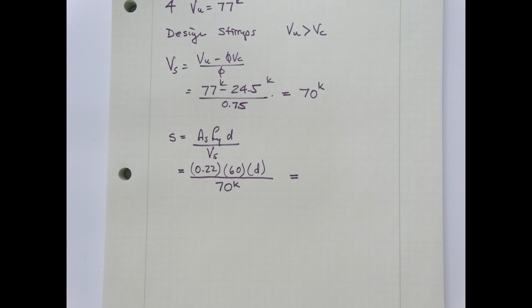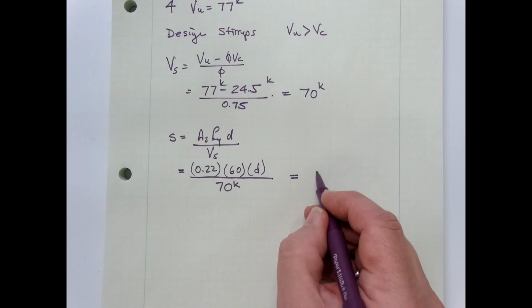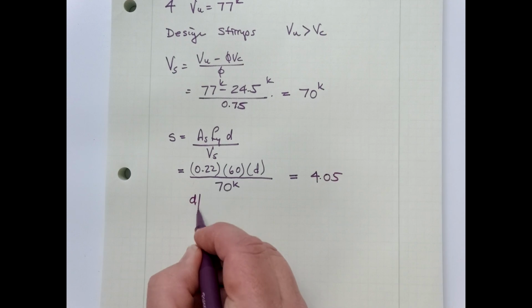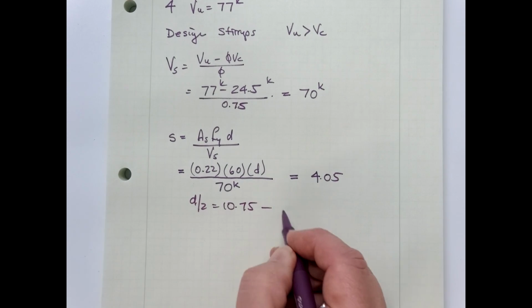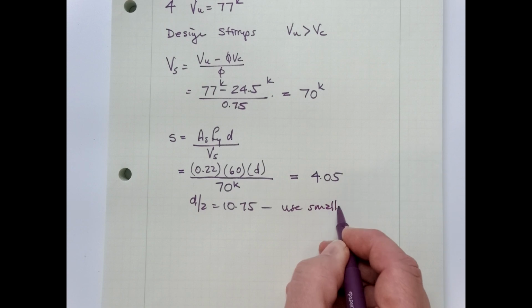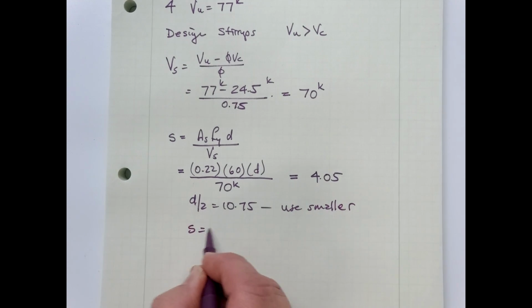D over 2 is still 10.75. So we're going to use the smaller. D over 2 is 10.75. Use smaller. And we'll say our spacing is equal to 4 inches. So what's that, 4 inches? Not that close, right? Might be too close. 4 is right about there. 6 is a good number. So if we don't like 4 inches, because it seems like a lot, what can we do?